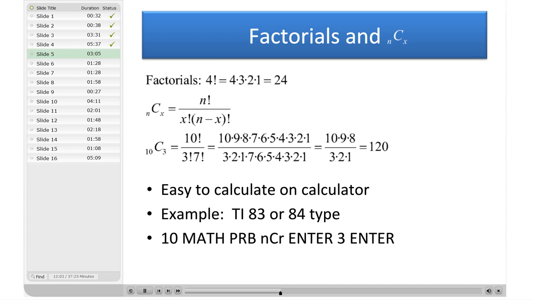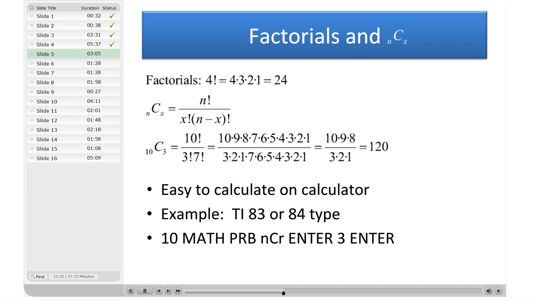At the top there it says 4 exclamation point. The way that we read that is we say 4 factorial. Factorial just means start at that number and keep multiplying and decreasing until you get to 1. So 4 factorial is 4 times 3 times 2 times 1, which is 24.